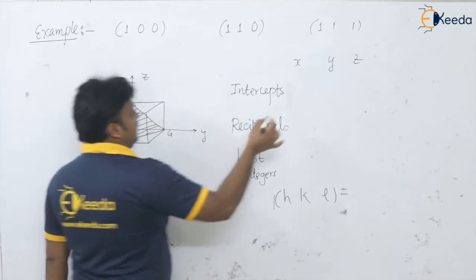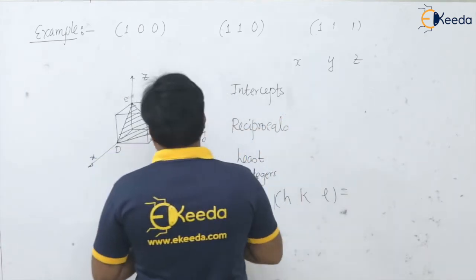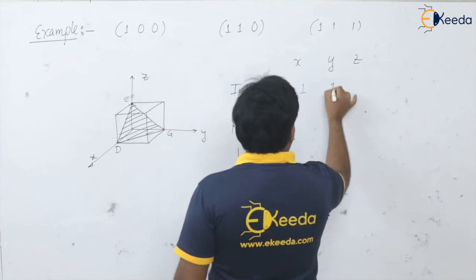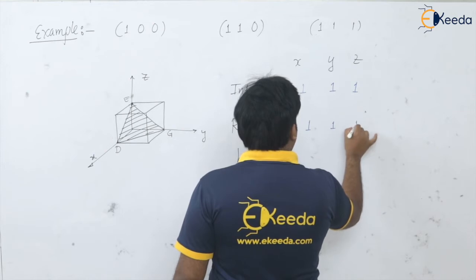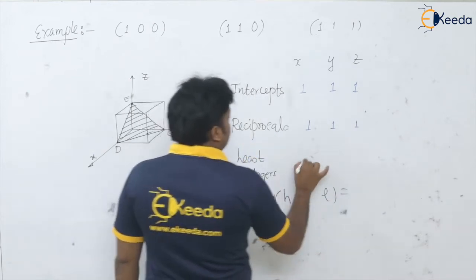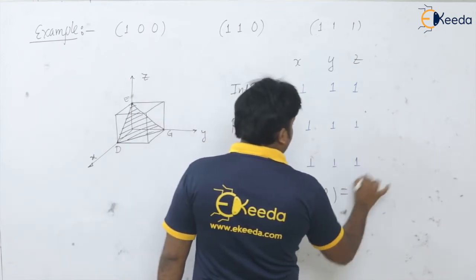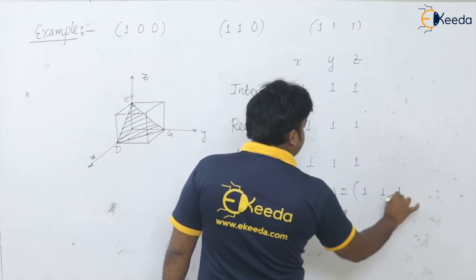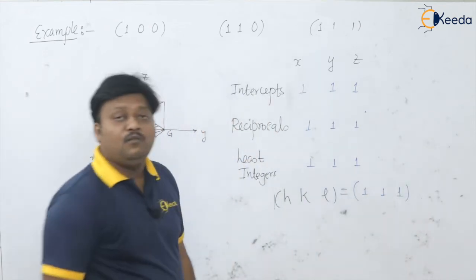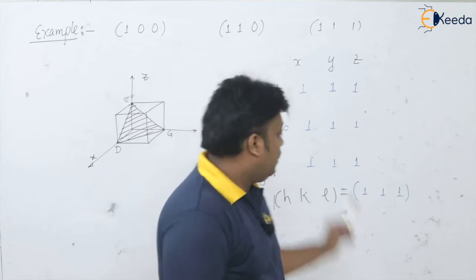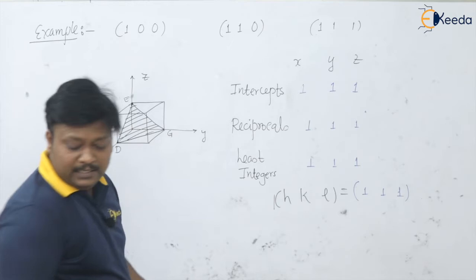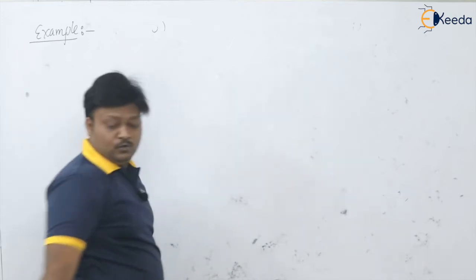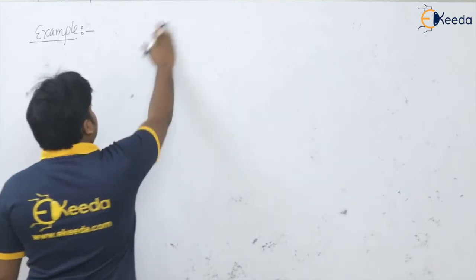So the intercept on the x axis is 1, on the y axis it is 1, on the z axis it is 1. Reciprocals will be 1 upon 1, 1 upon 1, 1 upon 1, and the least integer is also 1, 1, 1. So the Miller indices will be 1, 1, 1 for plane 1, 1, 1.